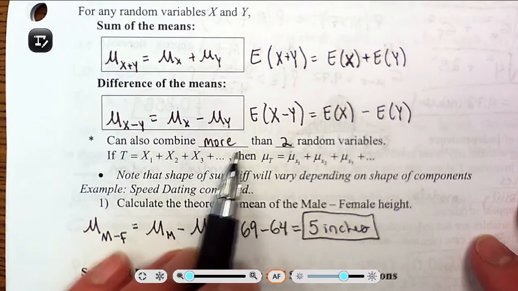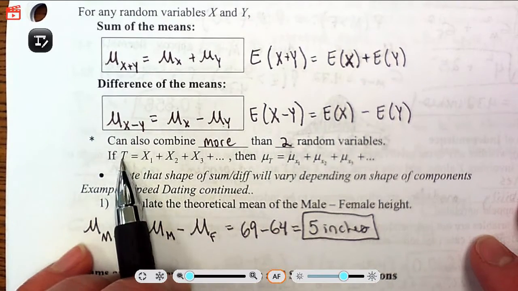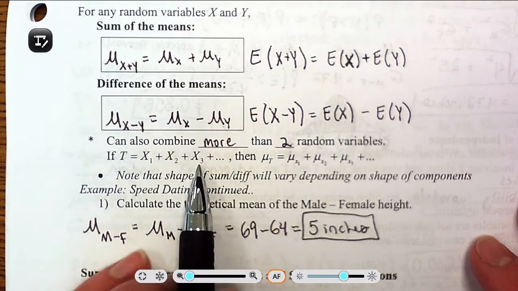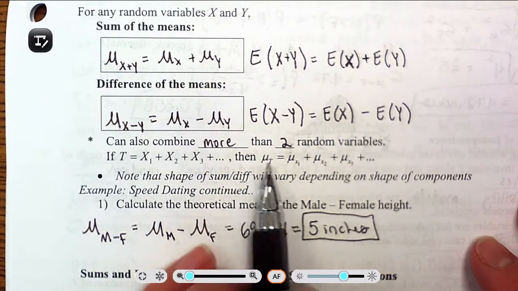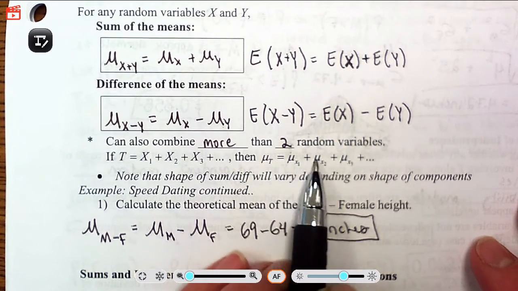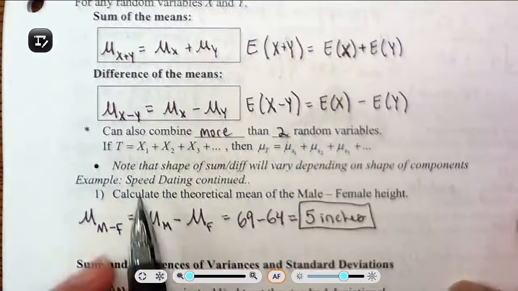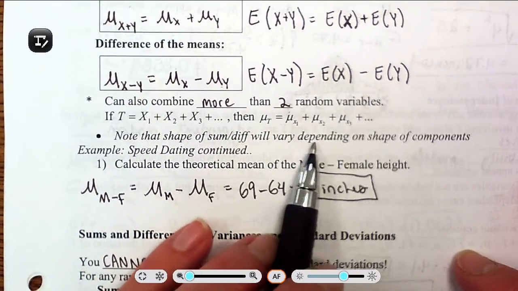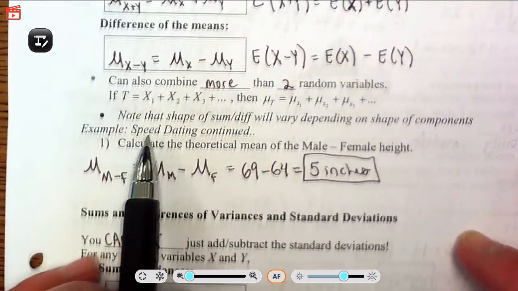You can also combine more than two random variables. So if T is x1 plus x2 plus x3, then mu T is mu x1 plus mu x2 plus mu x3. Note that the shape of the sum or difference will vary depending on the shape of the components.